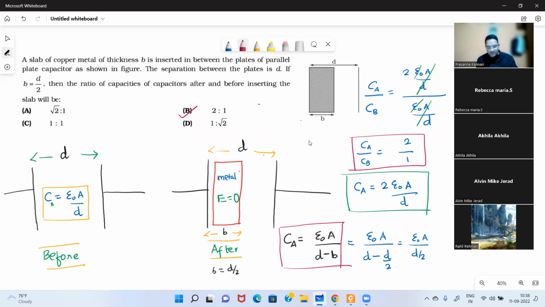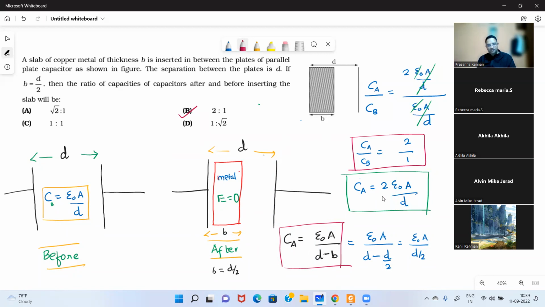Okay. So what happens is epsilon naught A by D minus B will be the formula when metal is inserted. In this case, B is given as D by 2. So you substitute D by 2 in place of B. D minus D by 2 is D by 2. This 2 goes to the top, so it becomes 2 epsilon naught A by D.